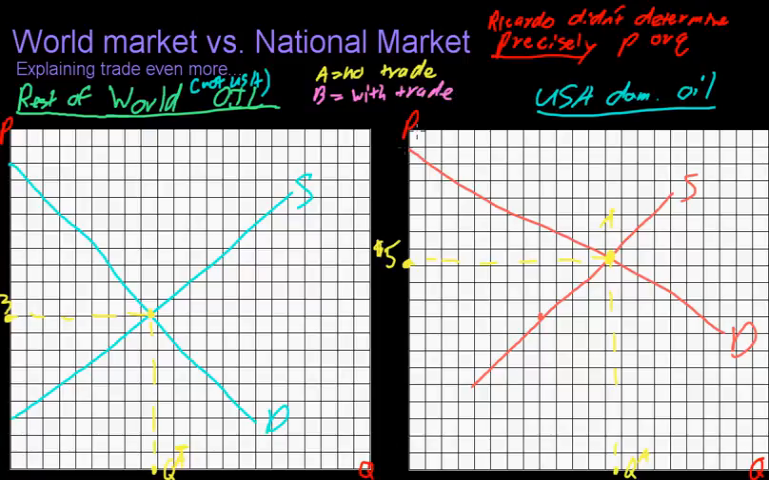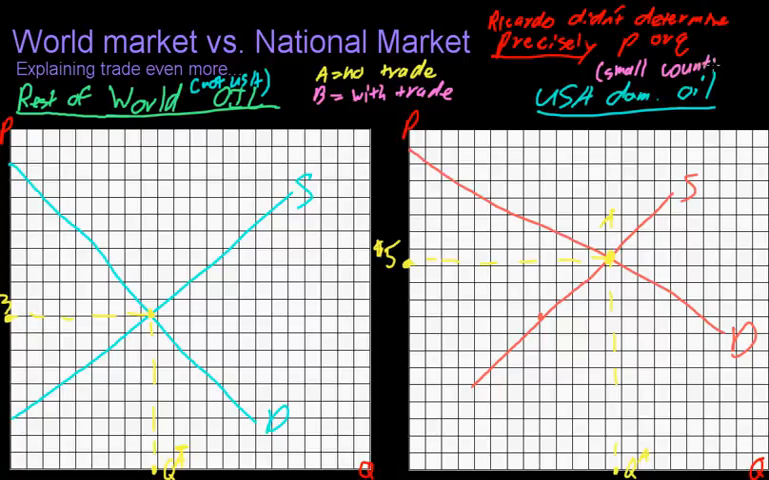So the first thing we're going to assume, and this may be a bit of a stretch, is that the US does not affect the market for oil. This assumption, that the USA does not affect the world market for oil, is what's called assuming that the USA is a small country.